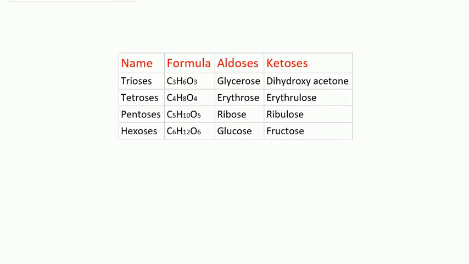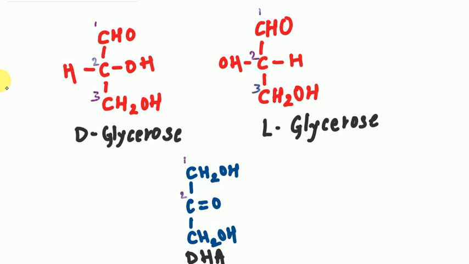Under ketoses: dihydroxyacetone, erythrulose, ribulose, fructose. First example is glycerose, which is an aldotriose. It has 3 carbon atoms in the structure, and when OH is present on the right side of asymmetric carbon, which is carbon number 2, then it is D-glycerose. When OH is present on asymmetric carbon atom on the left side, then it is L-glycerose.